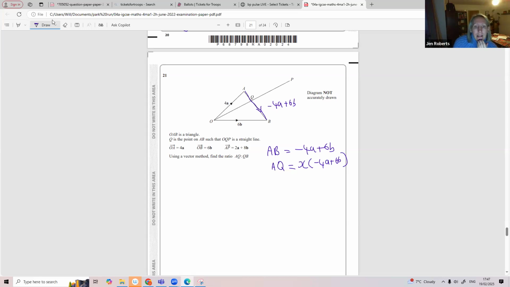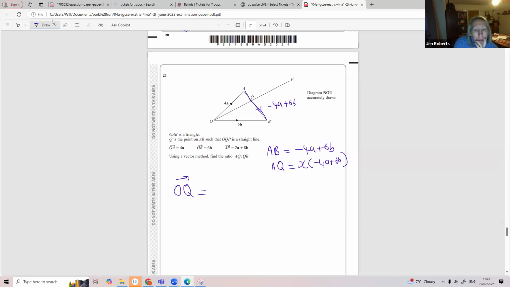So what I like to do here, we want A to Q to B. Our problem is we don't know Q. So I'm going to try and get a vector involving Q. I'm going to get two of the same ones in different ways and put them equal to each other. They've got this massive unknown here. Don't know how far Q is along. So I'm going to get OQ.